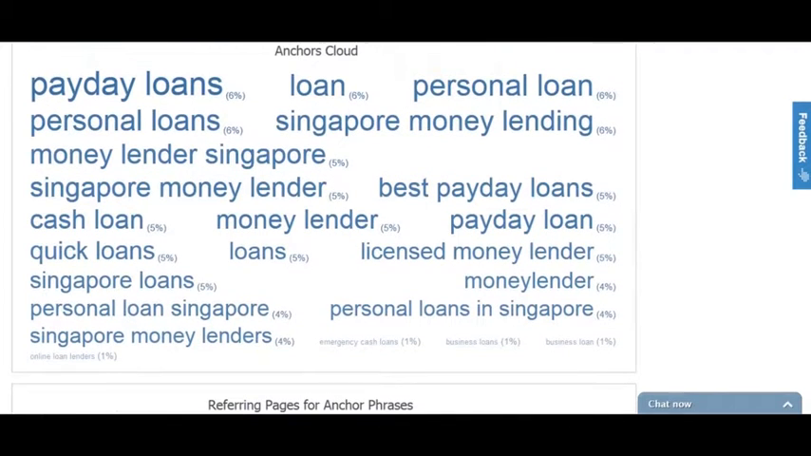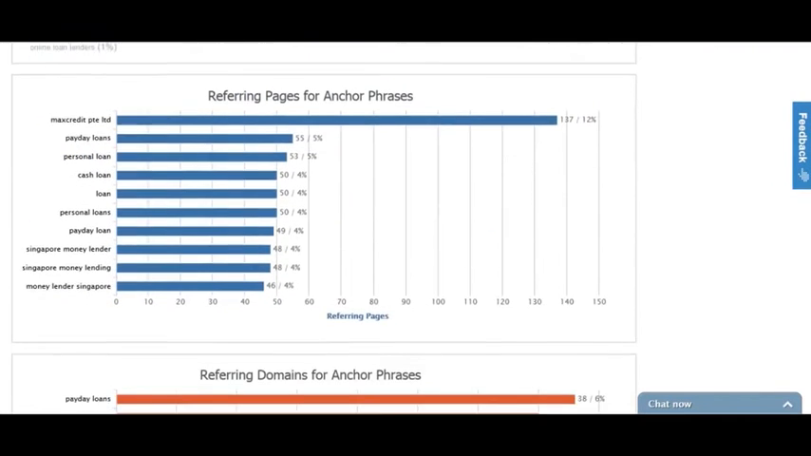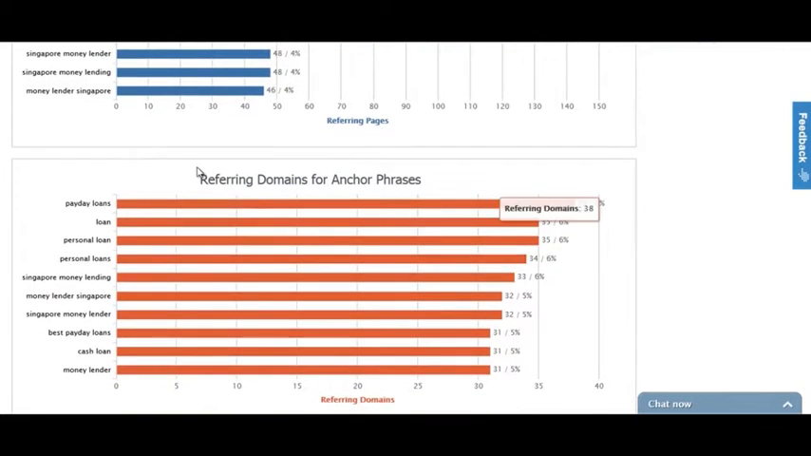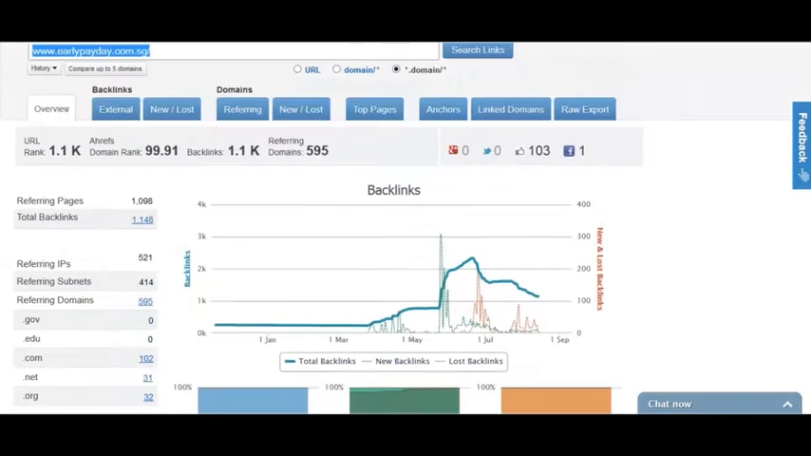So as you can see, the anchors cloud in this case is totally different than Quicksprout, right? It's all exact match keywords like payday loans, Singapore, money lending Singapore. This is not how people naturally link to any website. And also under the referring pages for anchor phrases, it's pretty much the same story. A lot of exact match anchor text and almost no brand name or URL or domain name anchor text.